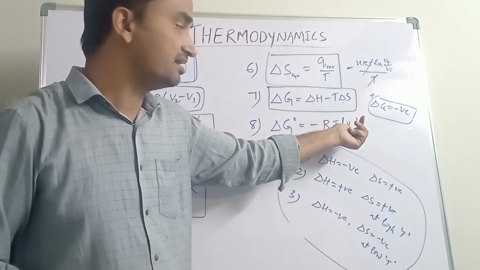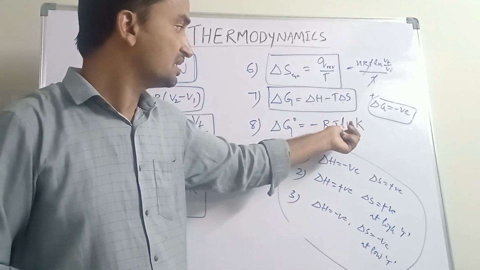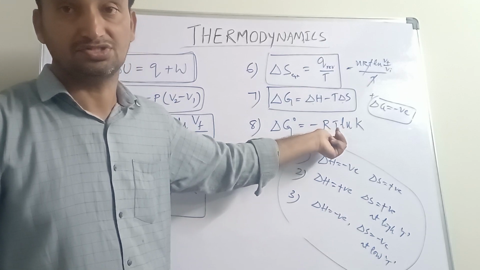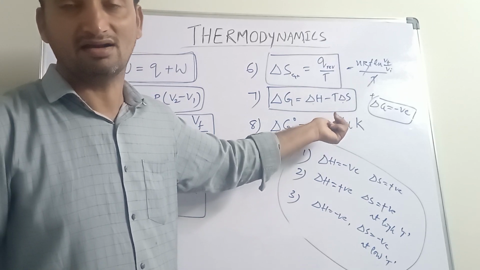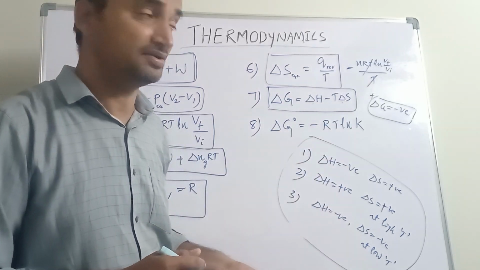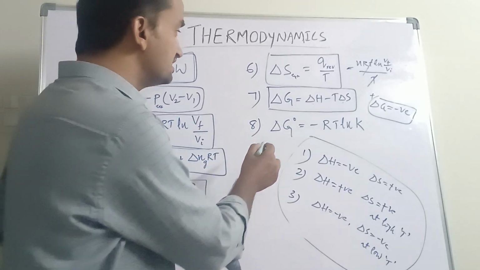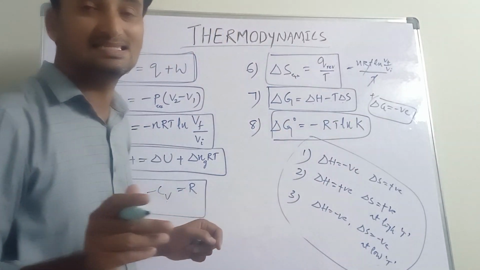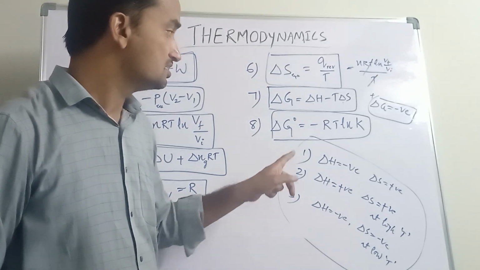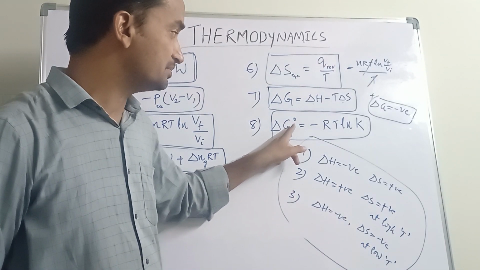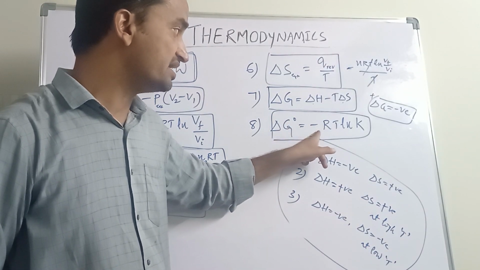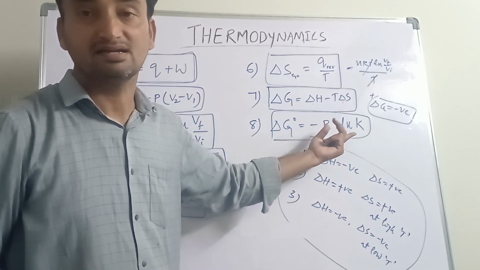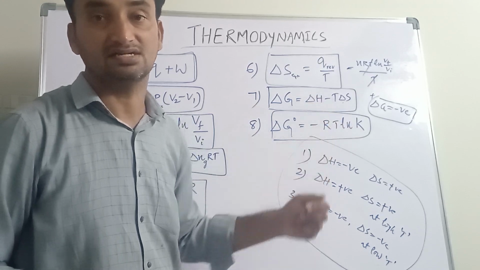Here it is ln, which is 2.303 log. T is the temperature in Kelvin scale, R is the gas constant. Based on the answer, you take R either in joules or in calories. So this is the eighth formula given in your NCERT textbook. That is, standard Gibbs free energy delta G naught equals minus RT ln K. This is the relation between standard Gibbs free energy and the equilibrium constant.